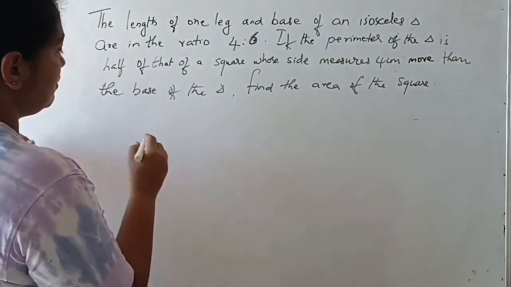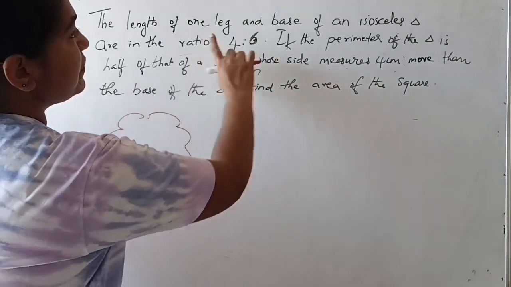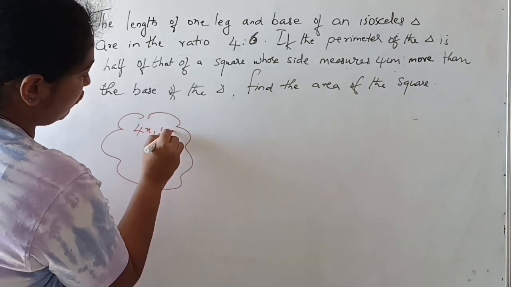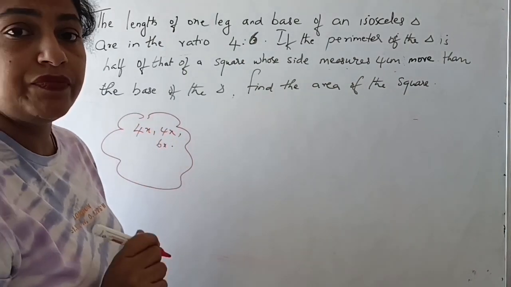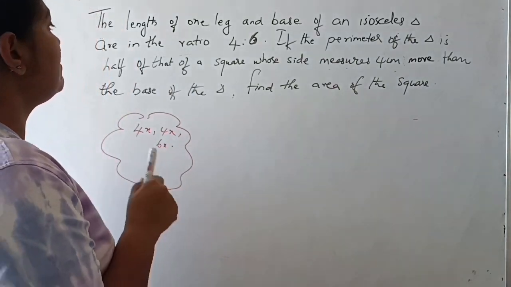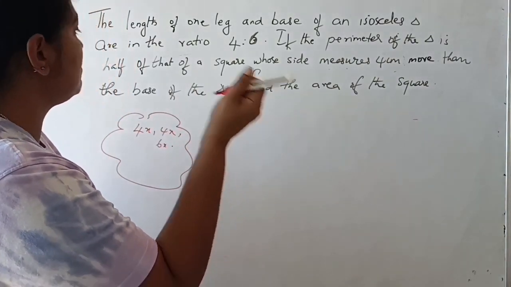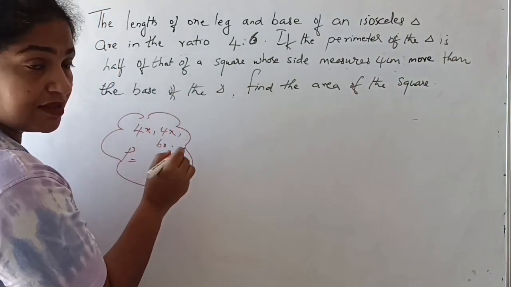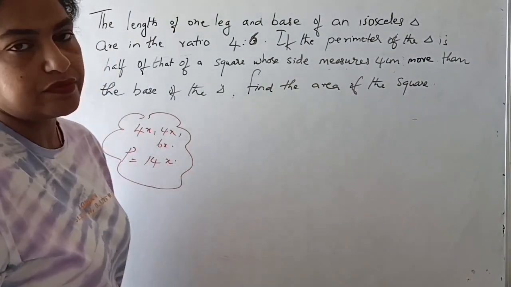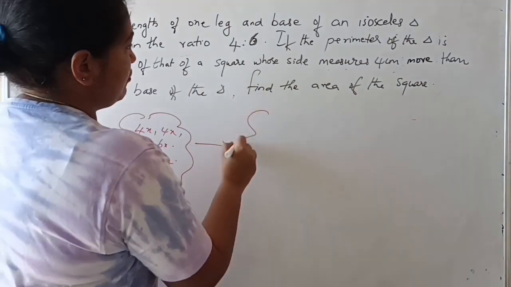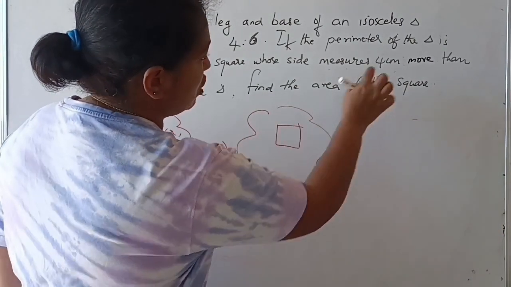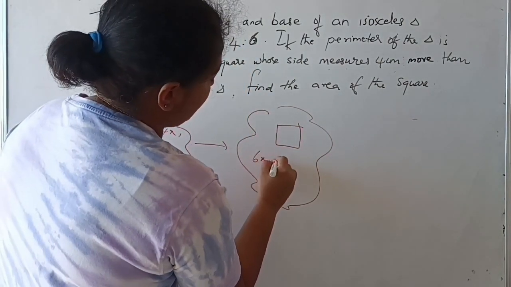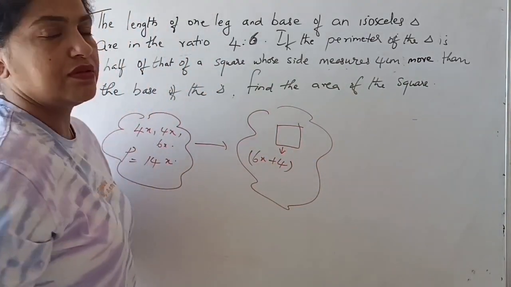So, now here we have an isosceles triangle as a present situation whose one leg and the base are in the ratio 4:6. So, my legs measure 4x and the base measures 6x. Now it is said that the perimeter of the triangle is half of that of a square whose side measures 4 centimeters more than the base of the triangle. So what is the perimeter of this particular triangle? Perimeter is the sum of all the three sides. Perimeter is equal to 14x. Now, as a natural progression, they have given a square whose side measures 4 centimeters more than the base of the triangle. Base of the triangle measures 6x. The side of the square measures 4 centimeters more than the base.